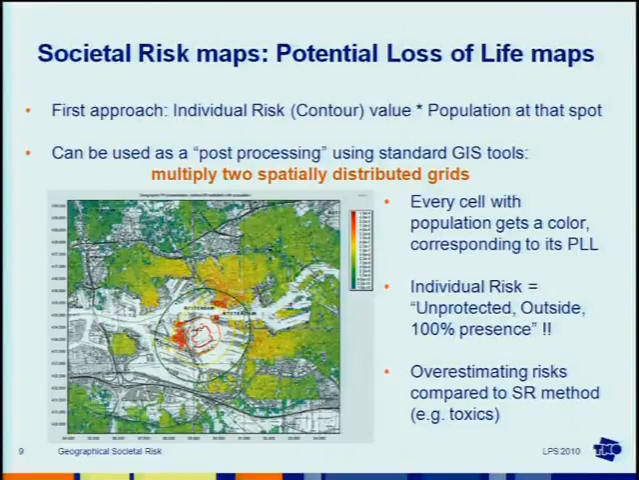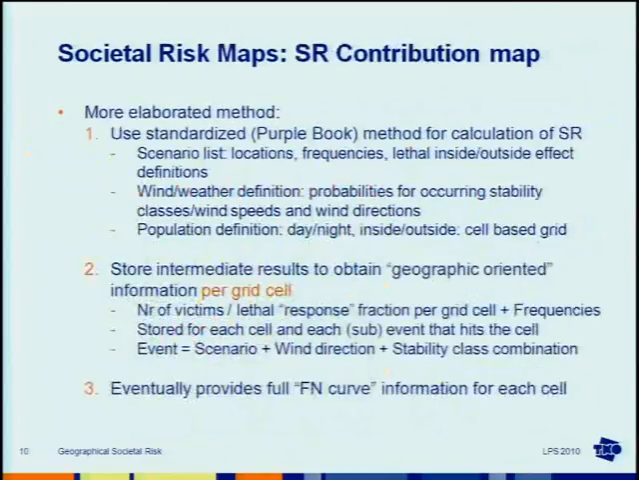risk which we want. So we went beyond this phase and decided to use a more elaborated method and use the standardized, you can call it purple book, but you can find the same method in other publications on how to calculate a societal risk. So you work with locations and frequencies, but include the values for lethality inside and outside. So you make that difference between protected and unprotected situation. Use the wind and weather definition, so the probabilities of wind occurring.